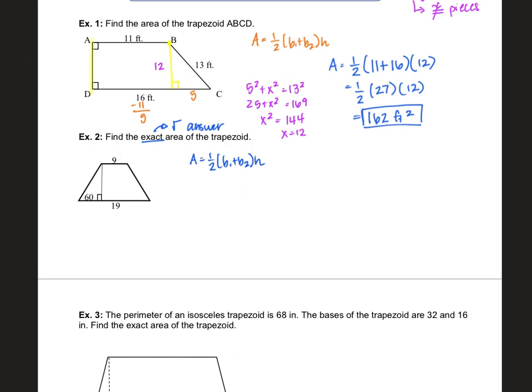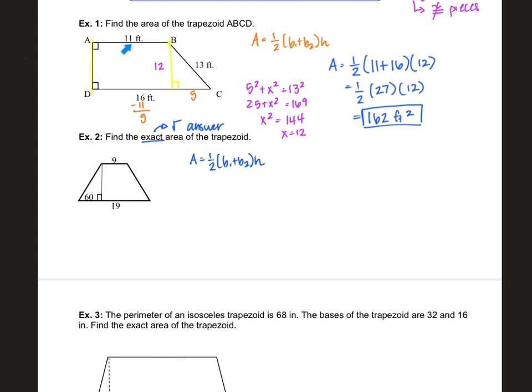Okay, now, let's kind of use the same logic we did in example 1 on example 2. They already labeled my height in here. Looking at this, I have a 30, 60, 90 triangle, and I'm not given a single piece of it to help me find this height. Okay, now I do know that this top base is 9 and this bottom base is 19.